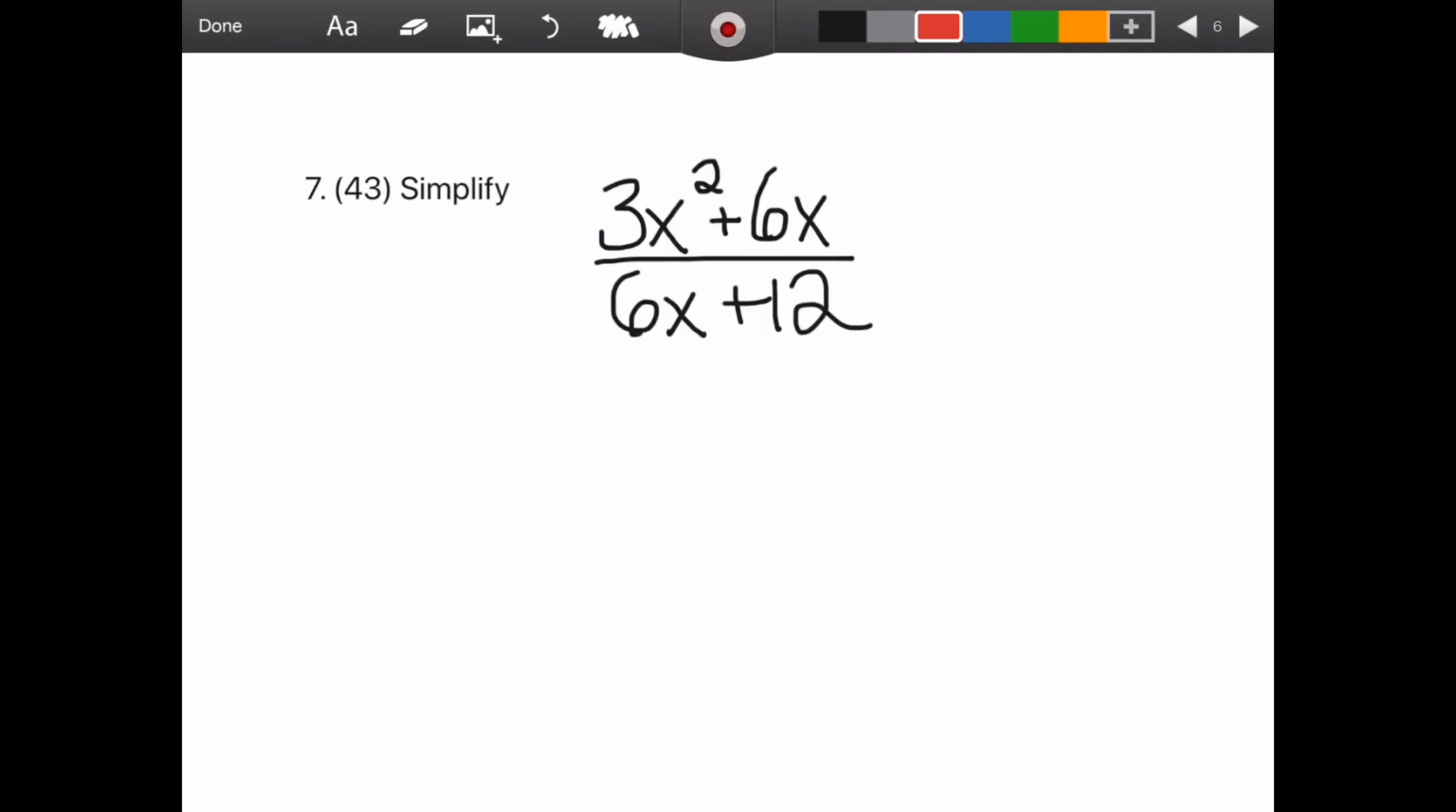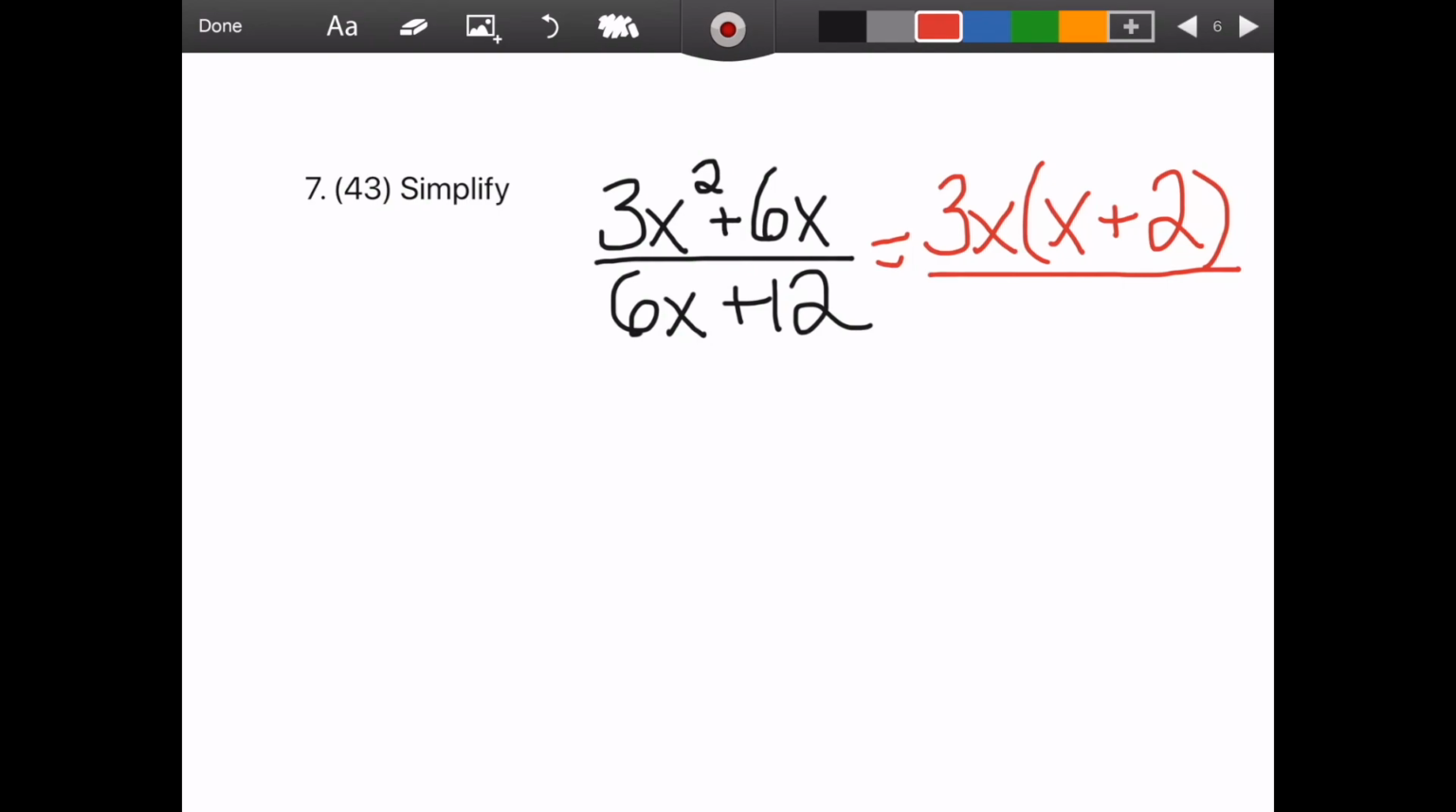Number 7, they want us to simplify. Now, a lot of people are going to be tempted to simplify this 6 and this 12 and make that 1/2, or the 3 and the 6 and make that 1/2. But remember, when you have a binomial like this, where the terms are held together by an addition or a subtraction sign, you can't break those apart. So the first thing you always want to do is see if you can factor the numerator and the denominator. And we can. We can factor the numerator, because 3x squared plus 6x, we can pull out a 3x. And we are left with x plus 2.